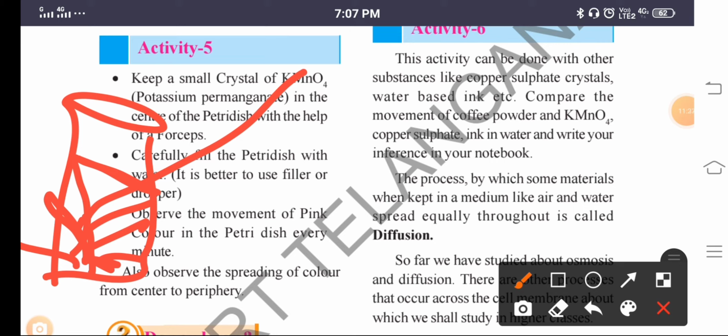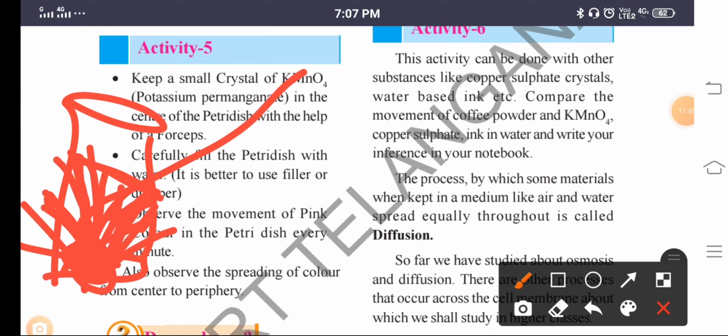First of all the pink color we can see at the bottom of the beaker, and later, after some time, it spreads through the entire beaker. So the total water of the beaker turns into a pink color. Here the substance is moving from high concentration to low concentration, till both concentrations become equal. So this is called diffusion.